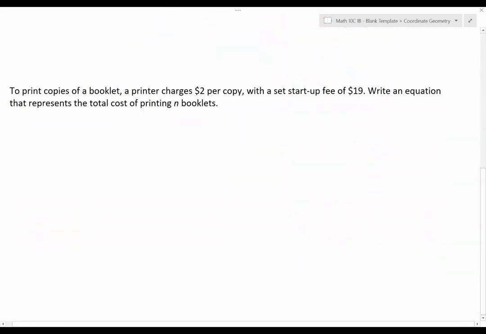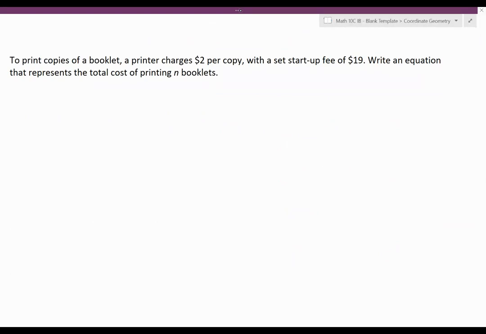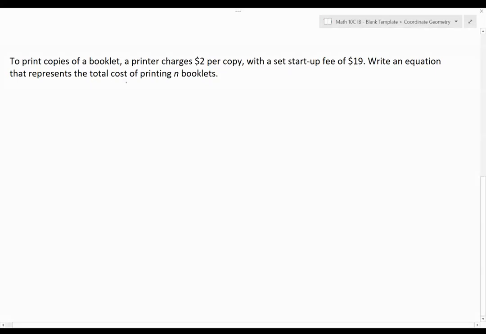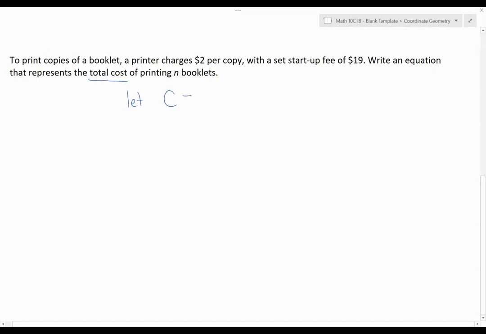Another possibility that we have here, let's say we have a printer. So to print copies of a booklet, the printer is charging $2 per copy with a set startup fee of $19. So whether they print 10 copies or 100 copies, they're going to cost $19 to set up and then $2 per copy. We want to write an equation that represents the total cost of printing N booklets. So N has already been defined for us here. N is the number of booklets, but we need to define a second variable. We're trying to represent the total cost. So I'm going to let C equal the total cost.